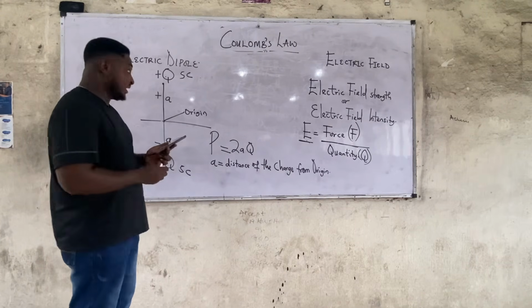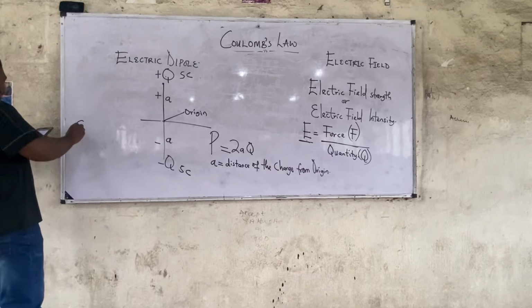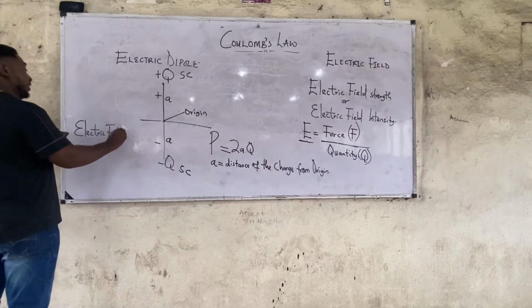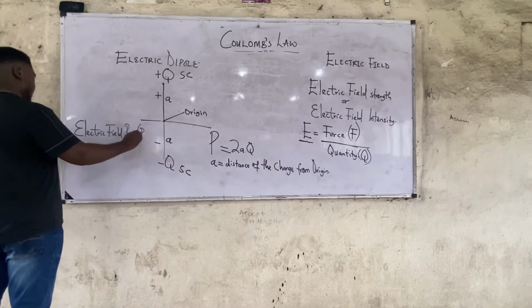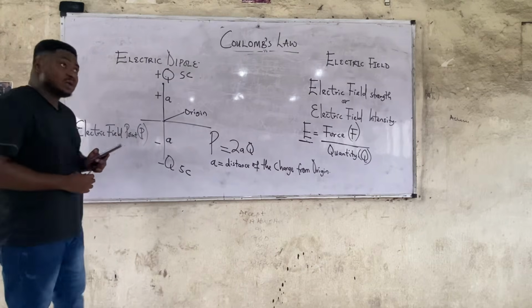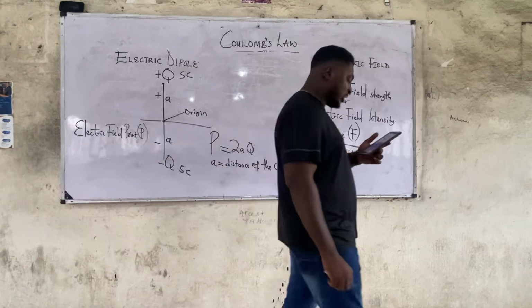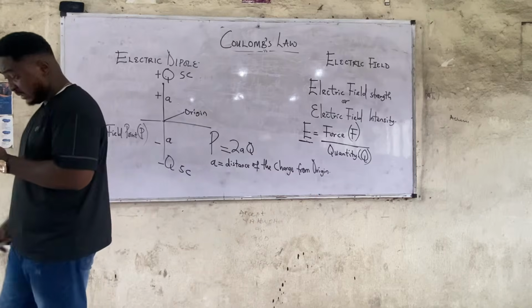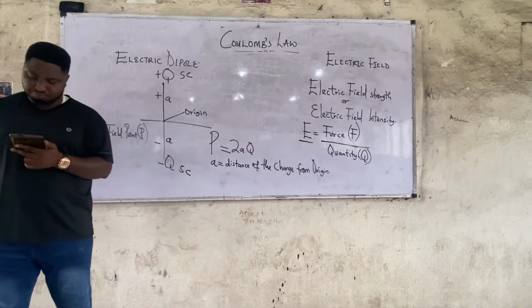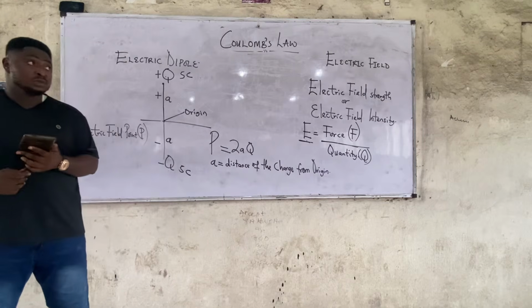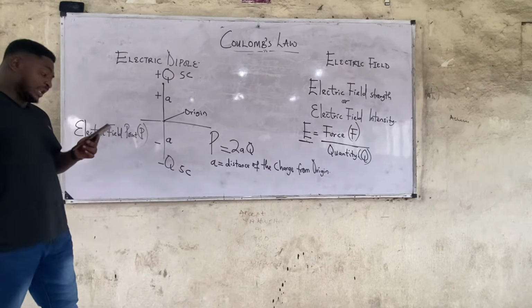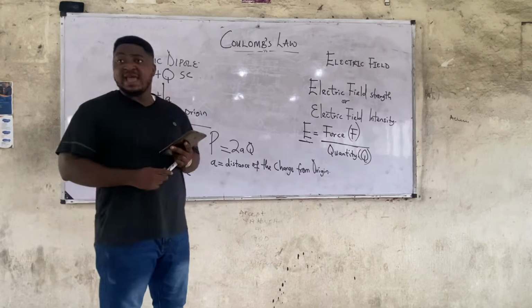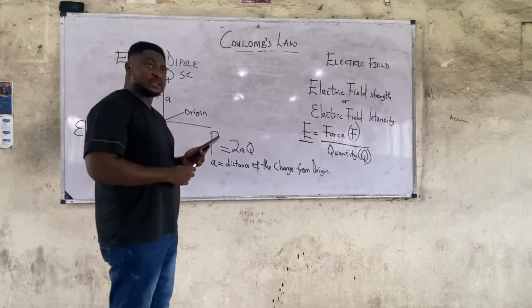Write: electric field point P. Electric field point P is the point at which the electric field is being determined. Are we together? Electric field point P is the point at which the electric field is being determined.